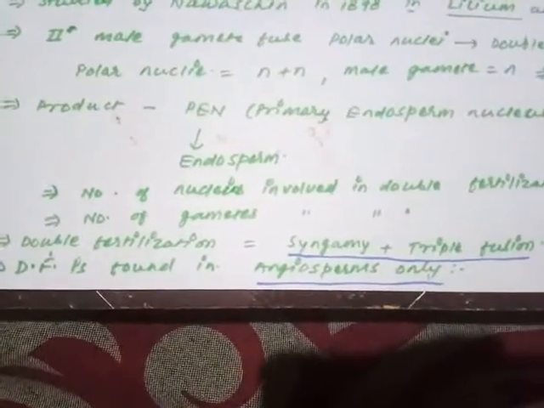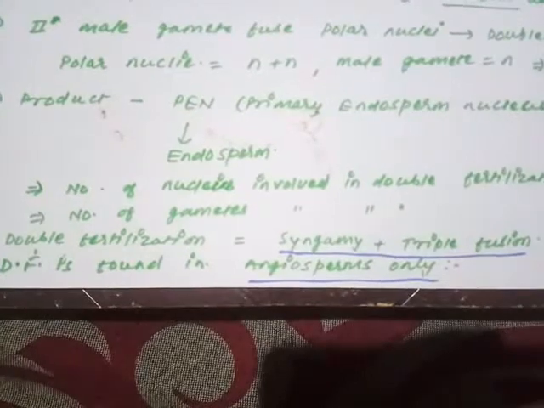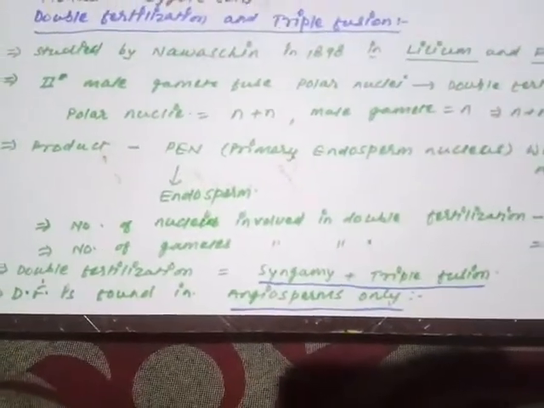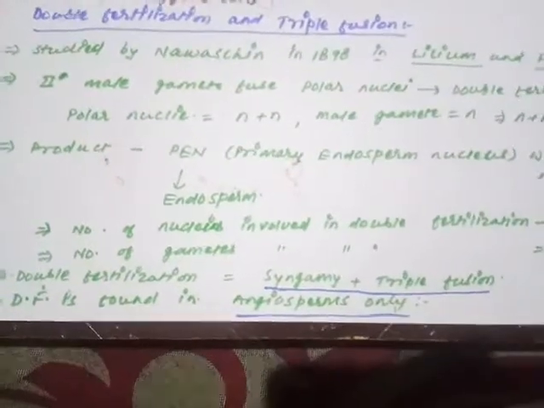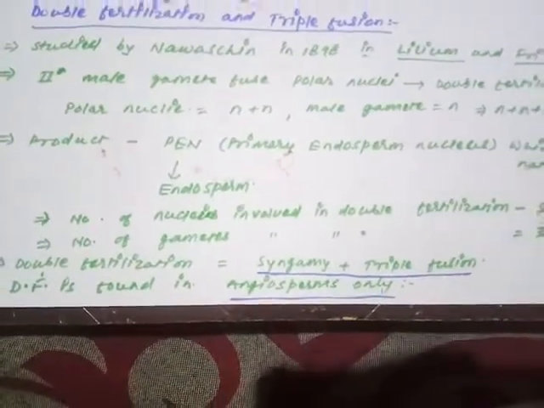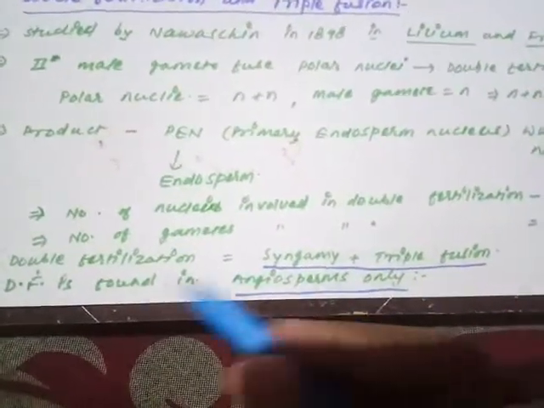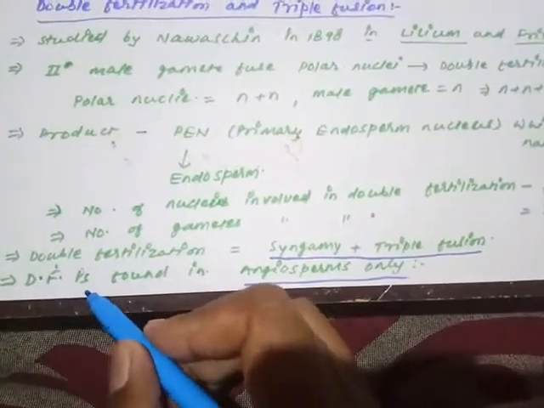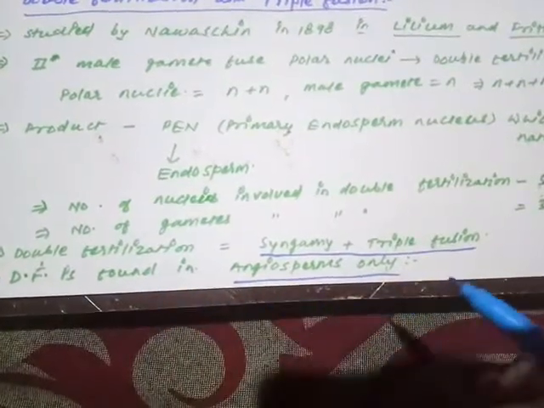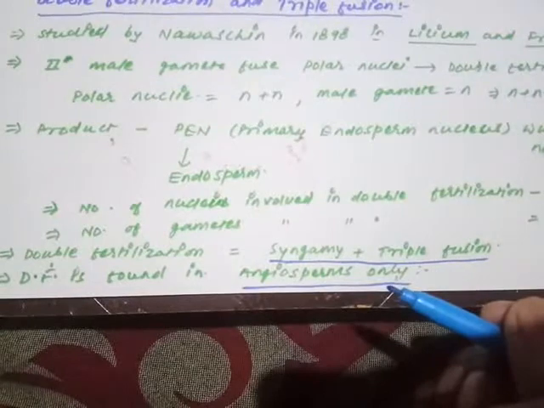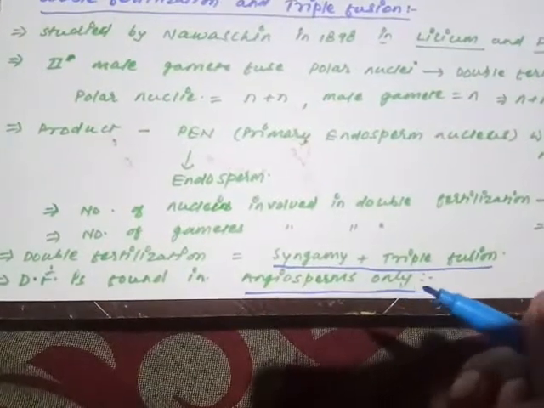First time it forms the zygote, and second time it forms the primary endosperm nucleus, which later on is going to form the endosperm. And a very important point that I am going to discuss here: double fertilization is the property of angiospermic plants only. It is not found in gymnosperm plants.